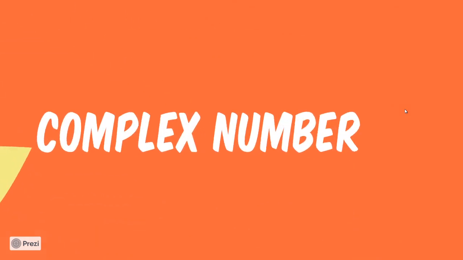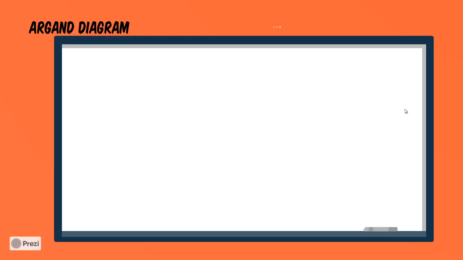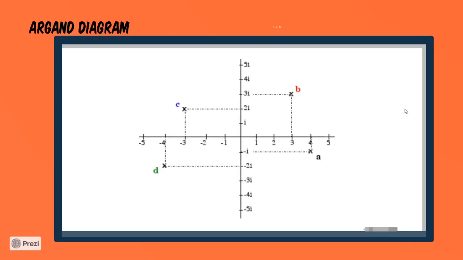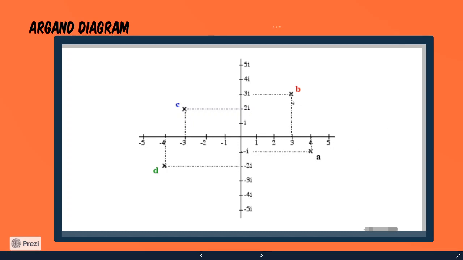So a complex number is the sum. It is like writing real numbers and imaginary numbers together. That is called a complex number, and I will tell you how it is written. So this is the Argand diagram, and here is one example, where we see different points A, B, C, D. So how do you write A?